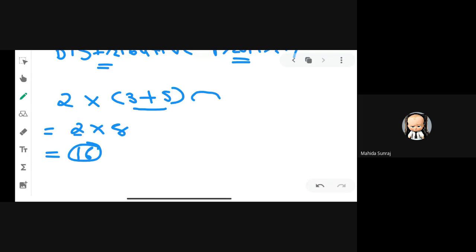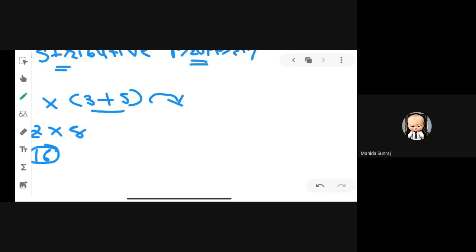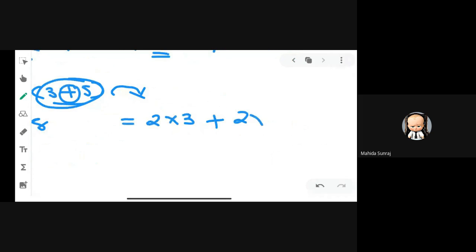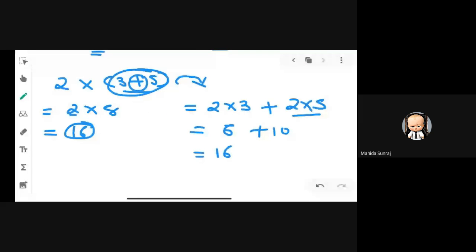But if you want to use distributive property, you can use it also. You can see here, we are breaking the bracket. So you can see 2 into 3 plus, we have the main sign, it is plus sign, right? 2 into 5. Now you can see 2 3s are 6 plus 2 5s are 10. Now add these two, we get final answer 16. Clear, all of you? It is known as distributive property.